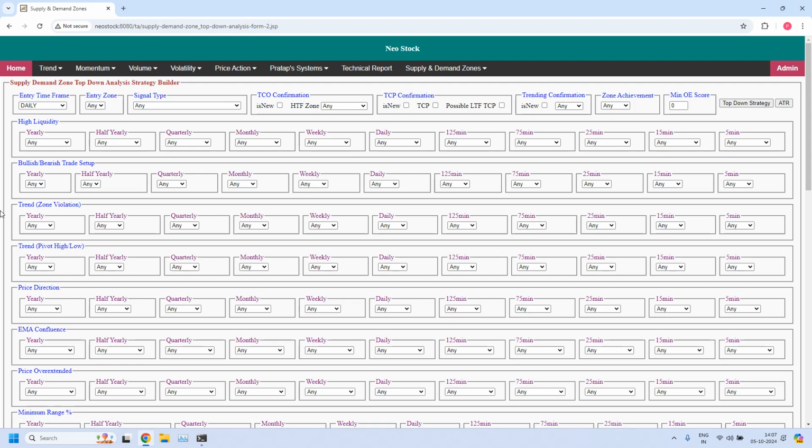Let's start with the bullish trade setup for monthly income trade. For monthly income trade, the entry time frame is daily. For bullish trade setup, the entry zone should be demand zone. And also in the bullish or bearish trade setup, at entry time frame daily, we have to select bullish. And this daily demand zone should not be pierced.